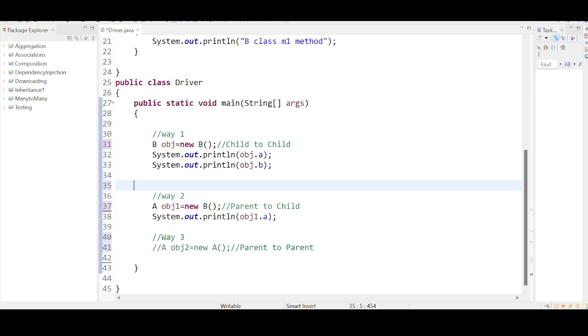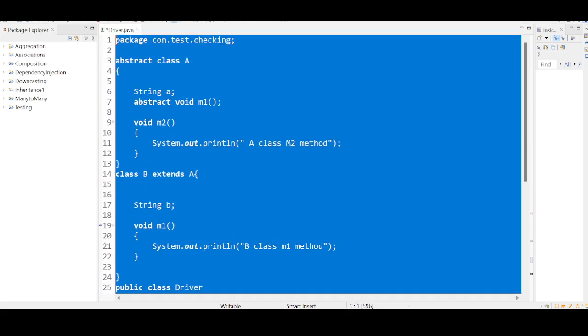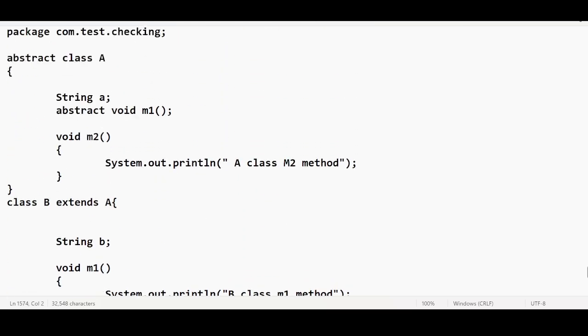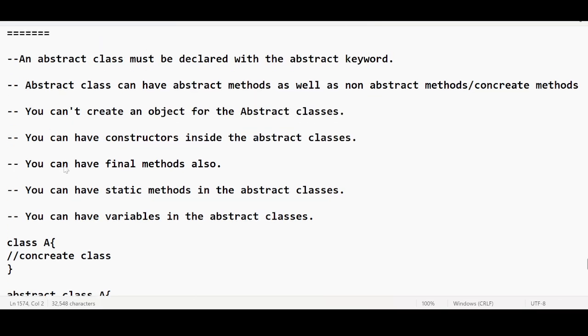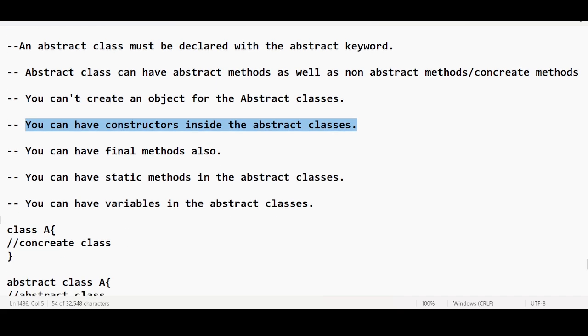We will see a few more examples. Let me place in the notes. So we have completed this. We have also completed that you cannot create object for the abstract class. You can have constructors, just now I have completed. You can also have final methods.